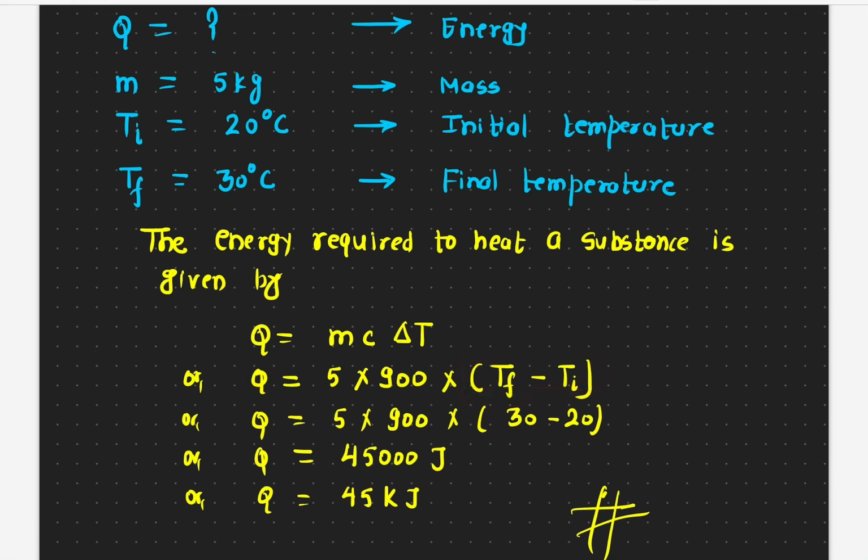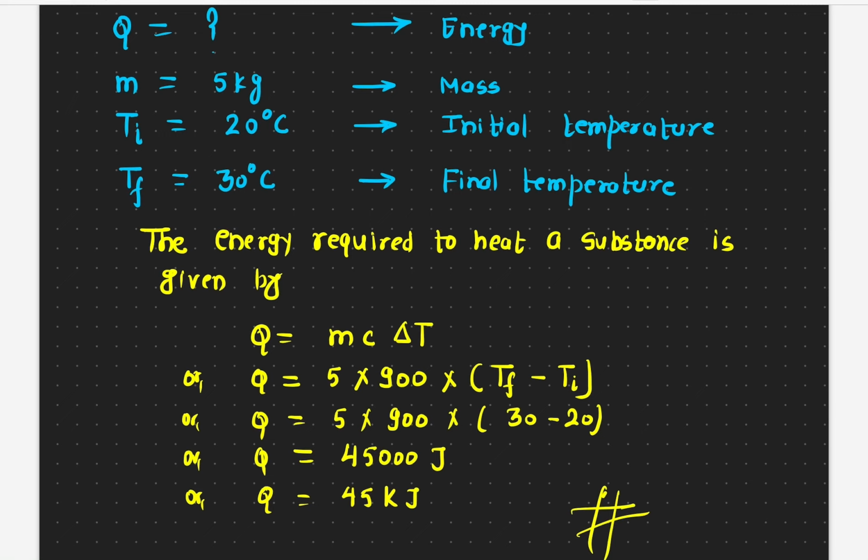Q, we have to solve for it. The mass is given, the mass is 5 kilogram. The specific heat capacity is given, that is 900 joule per kilogram per degree Celsius, and the delta T is also given. So the final temperature is 30, initial temperature is 20. If you do the math, you will get 45,000 joule. Usually we write these numbers in terms of kilojoule, and that will be 45 kilojoule.